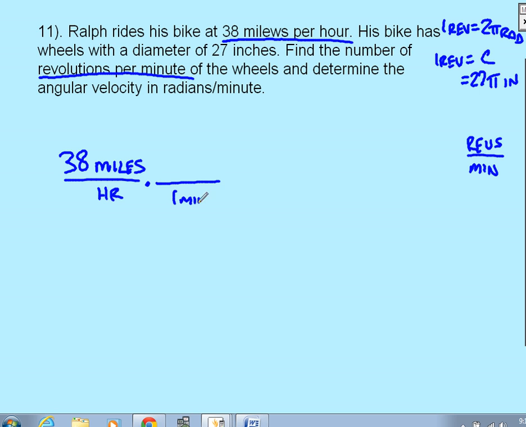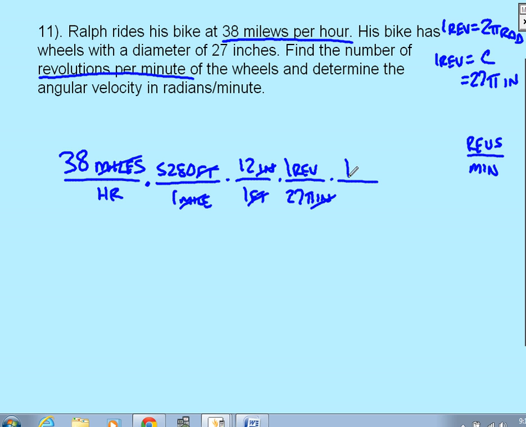That 1 mile is the same as 5280 feet. And I can get that to inches by saying that 1 foot is the same as 12 inches. So now my unit right now is inches per hour. I need it to be revs per minute. To get inches into revs, I'm going to use my circumference, so 27 pi inches for 1 rev. And then also, instead of revs per hour, which I have right now, I need revs per minute.